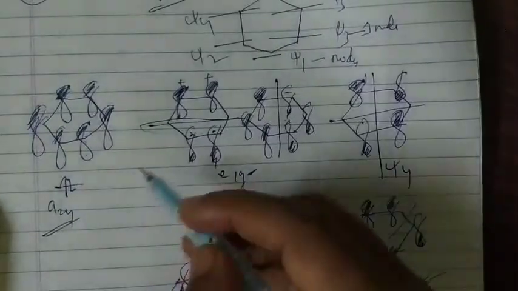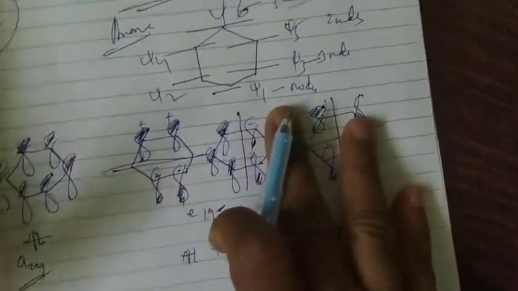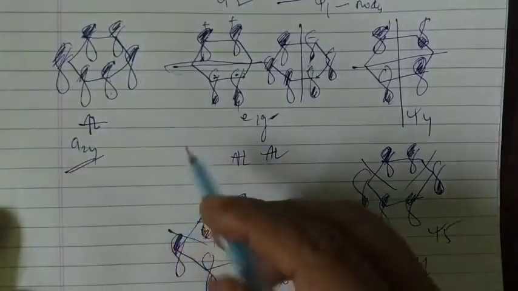Now if I go for the mixing of the metal ions, you have to mix and join the metal ions. Okay, so A2G. How many orbitals are there here?